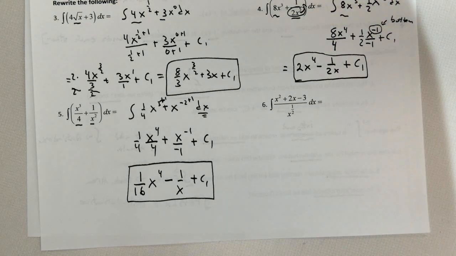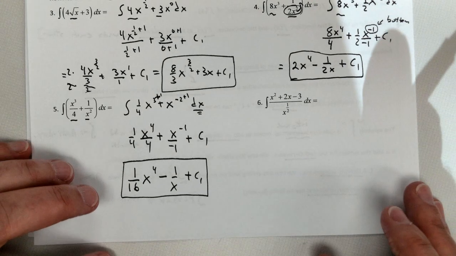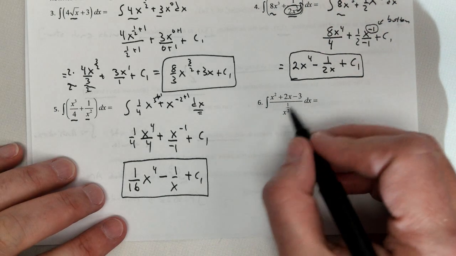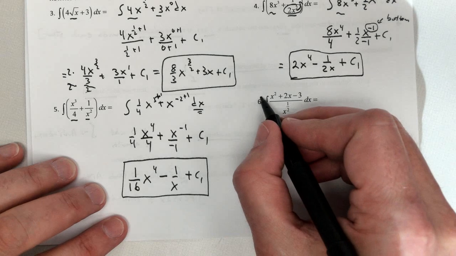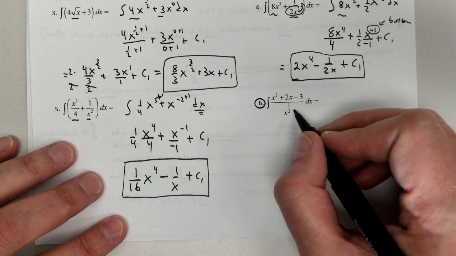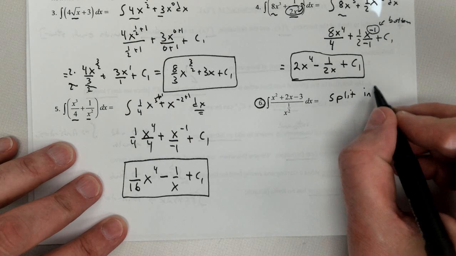Now, I got some good news for you. There is no quotient rule, really, in this. There is something we call the, oh my gosh, I forget which rule it is. Anyways, but there is no quotient rule directly. So that creates a problem for us. For a question like number 6, we must get creative. And for this one, I am going to split the integral.